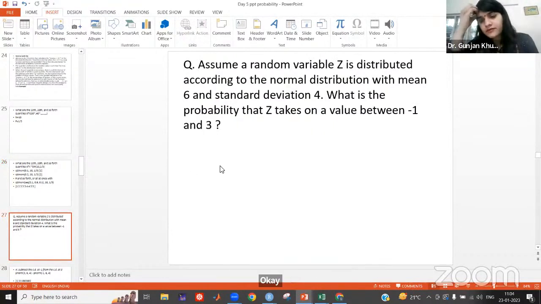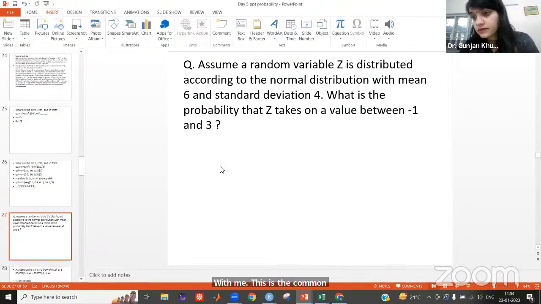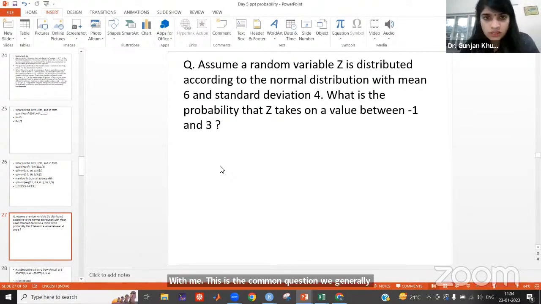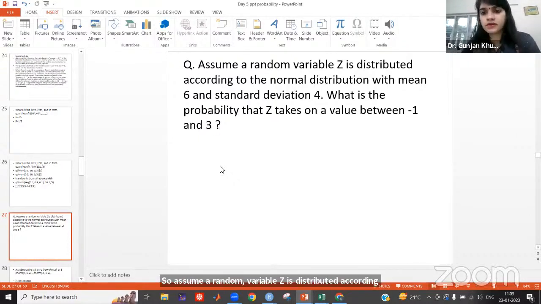Now assume a random variable z is distributed according to the normal distribution. This is a common question we generally encounter while teaching our students also. So assume a random variable z is distributed according to the normal distribution with mean 6 and standard deviation 4. What is the probability that z takes on a value between -1 and 3?